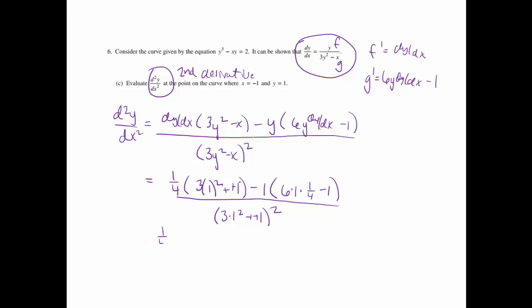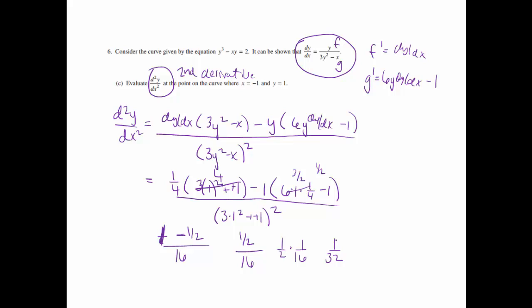All right, so I'm going to have 3 times 1 squared plus 1 is going to be 4. So 4 times 1/4 will be 1, minus 6 times 1/4 will be 3 halves, minus 1. 3 halves minus 1 will be 1/2, so it's going to be minus 1/2, over 4 squared, that will be 16. So I'm going to have 1 minus 1/2 is 1/2 over 16. That will be the same thing as 1/2 times 1/16, which will equal 1 over 32.